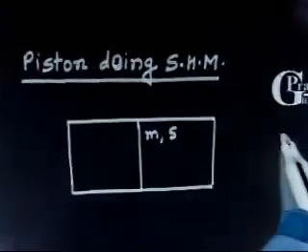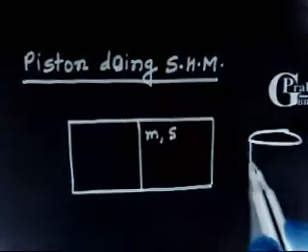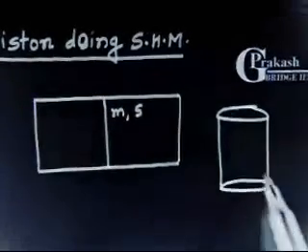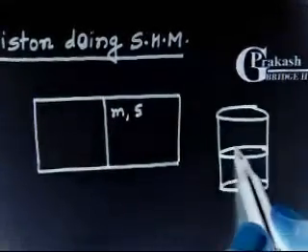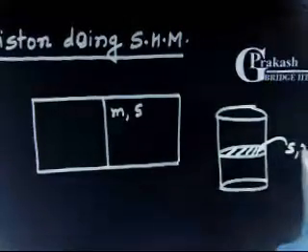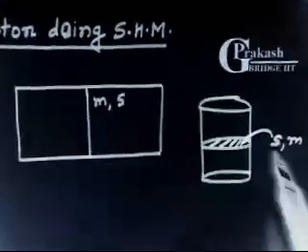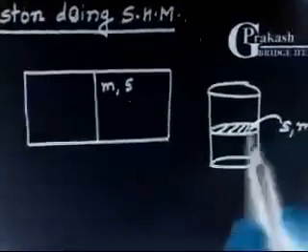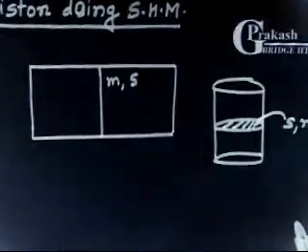If you see in 3 dimensions, it will look something like this. So you have a cylinder and then you have a piston here. The area of this piston is s and the mass is m. Of course this piston is kept horizontal, not vertical. So the piston and cylinder system has been kept horizontal.